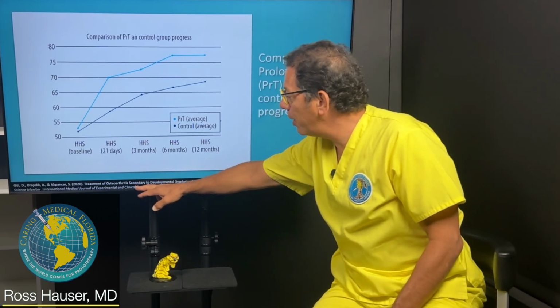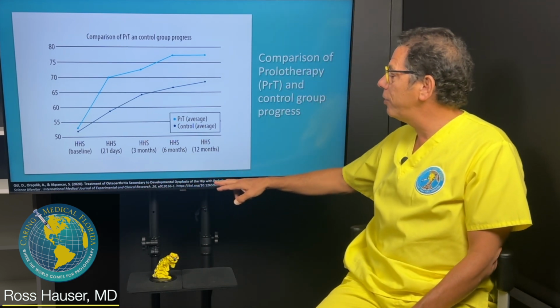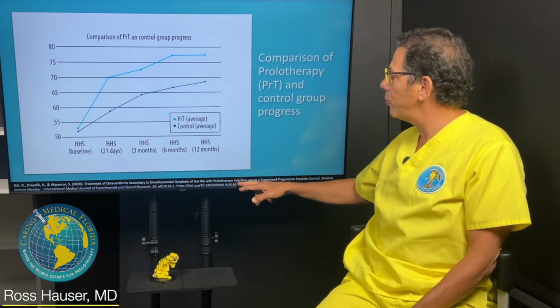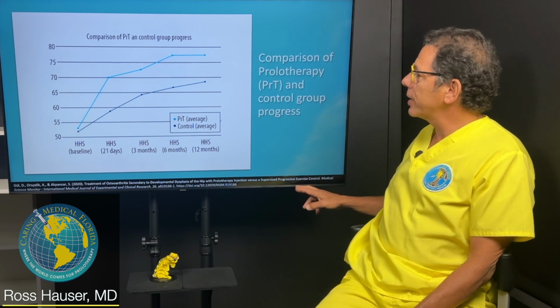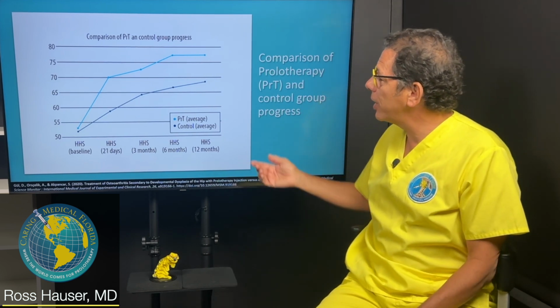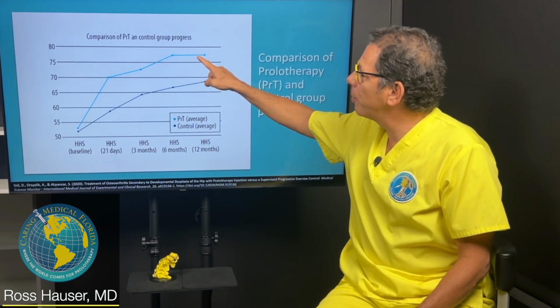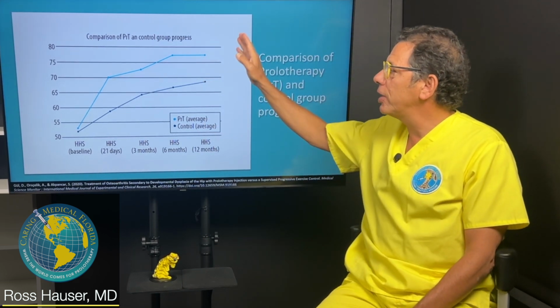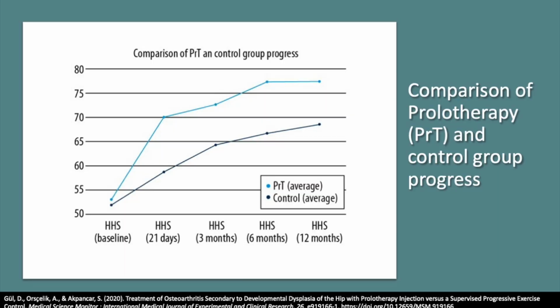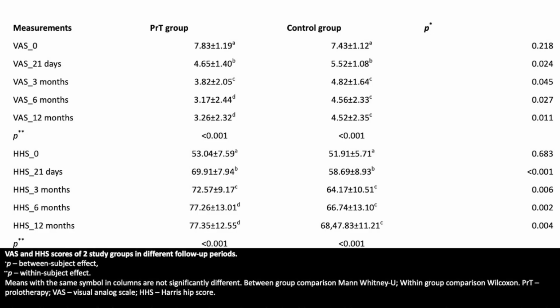It was treatment of osteoarthritis secondary to developmental dysplasia of the hip treated with prolotherapy versus exercise. Exercise does help. So you see the exercise here. This is the prolotherapy. This is a functional data. So the prolotherapy people had much better function. And then the pain level, exercise got them down from 7.4 to 4.5, prolotherapy 7.8 to 3.2.